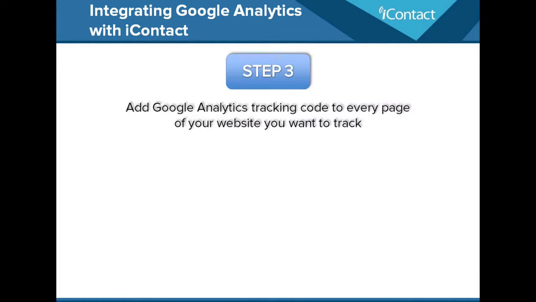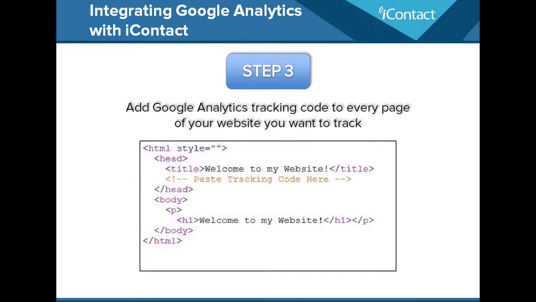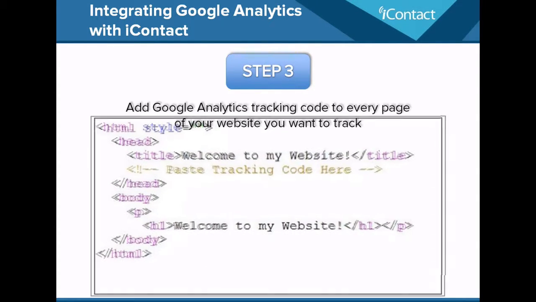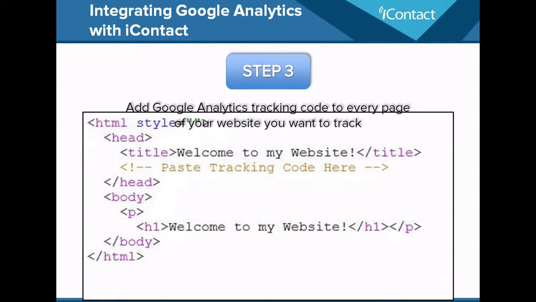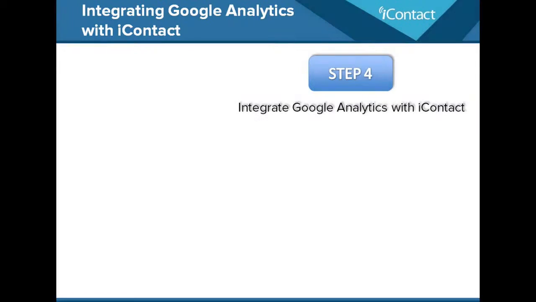You'll need to add the Google Analytics tracking code to every page of your website you want to track. The tracking code should be added within the HTML before the closing head tag. Once your Google Analytics account and website are set up, you're ready to integrate Google Analytics with iContact.